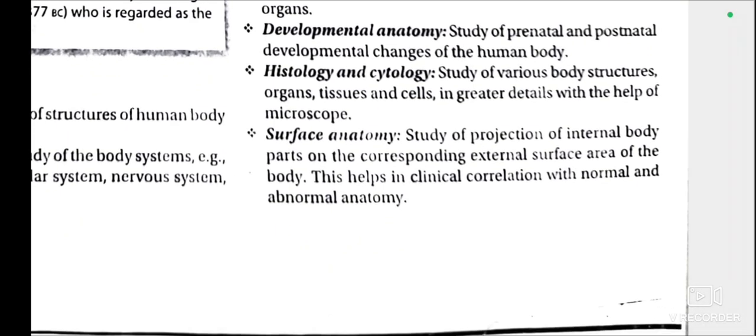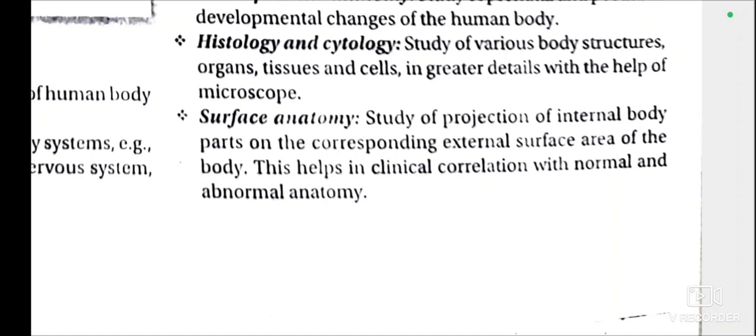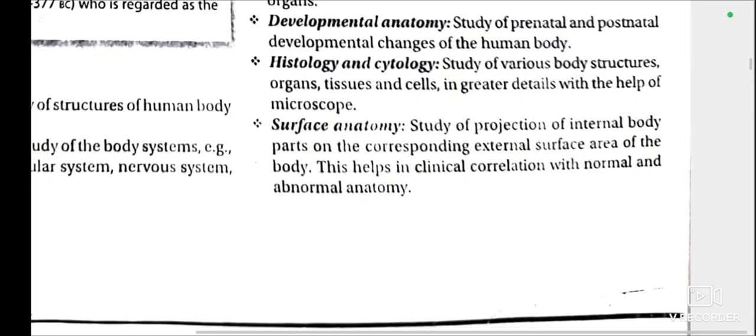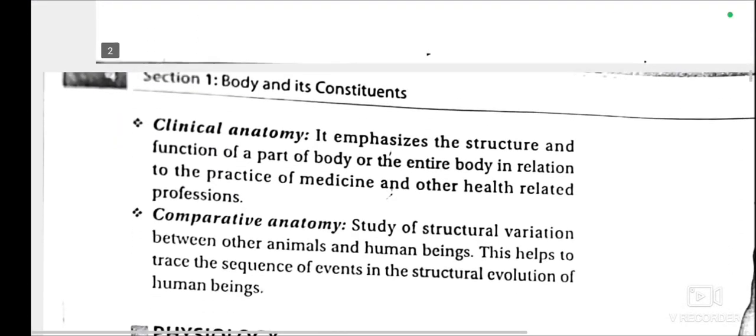Next is surface anatomy. Surface anatomy is the study of the projection of internal body parts on the corresponding external surface area of the body. This helps in clinical correlation with normal and abnormal anatomy. You can see surface anatomy in clinical correlations, in the study of normal and abnormal anatomy. And then next is clinical anatomy.